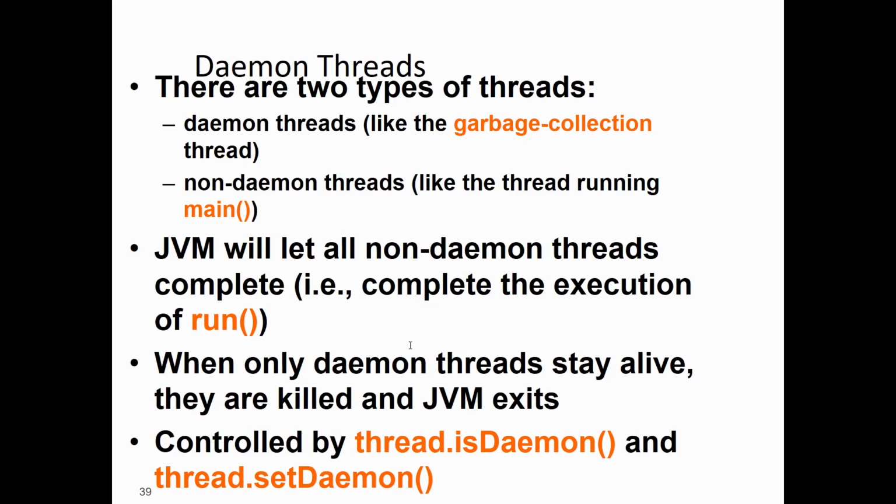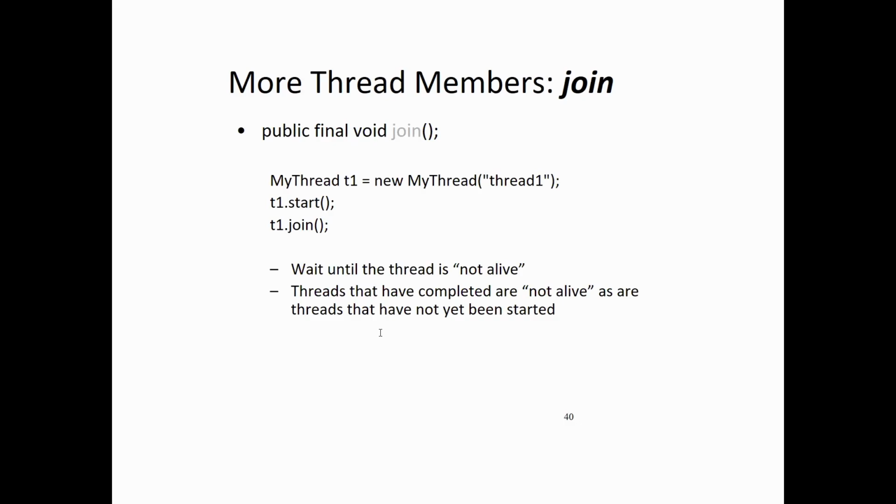The next element of the thread set of methods is join. So this is the example of the code. Join is the simplest method of waiting for others to finish.